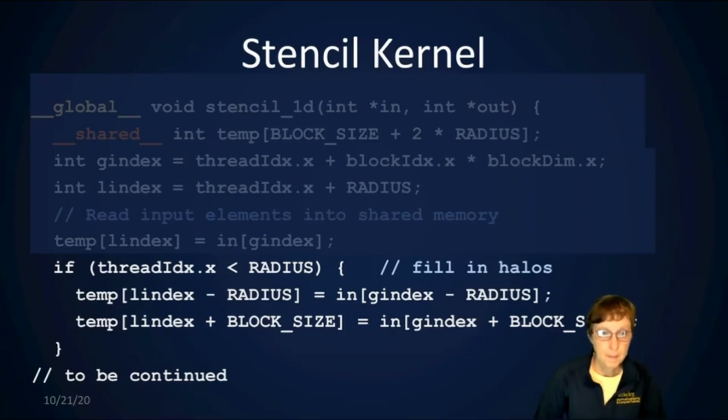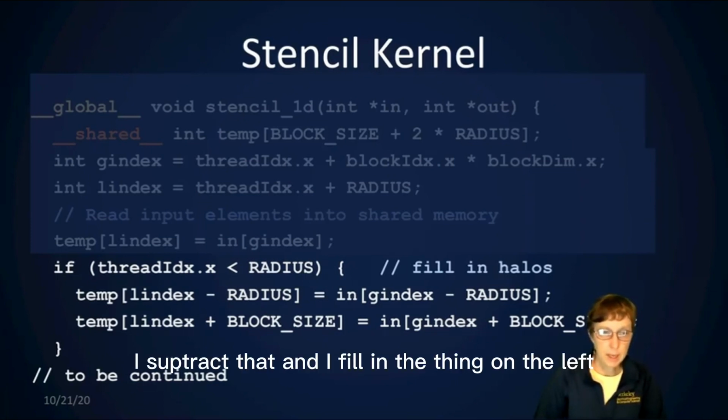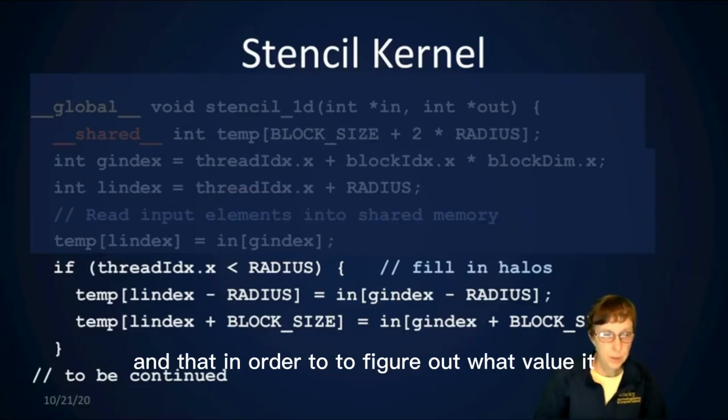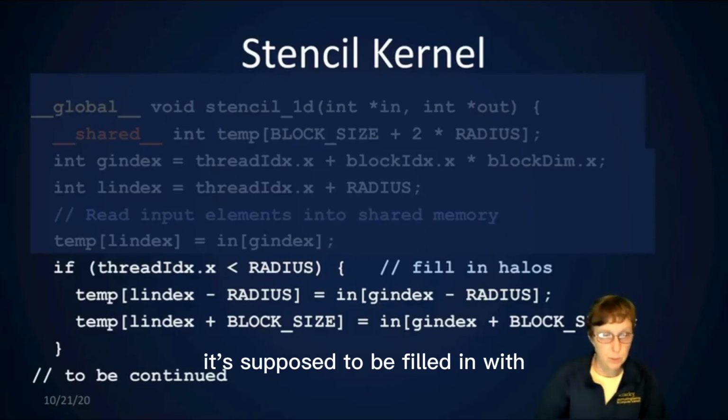And so I subtract that and I fill in the thing on the left, and I use this global index also shifted by the radius, in order to figure out what value it's supposed to be filled in with.